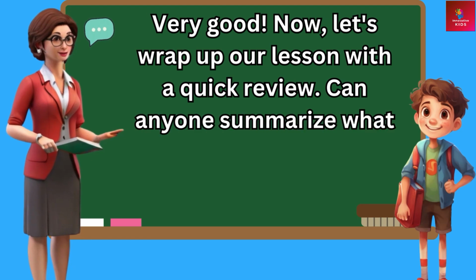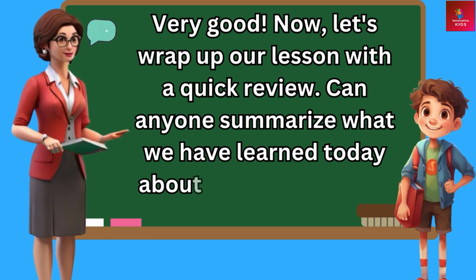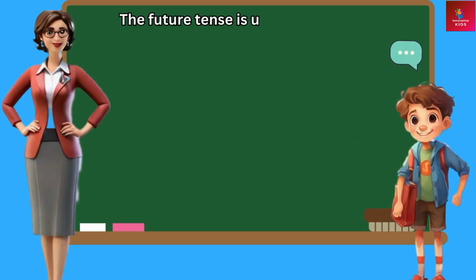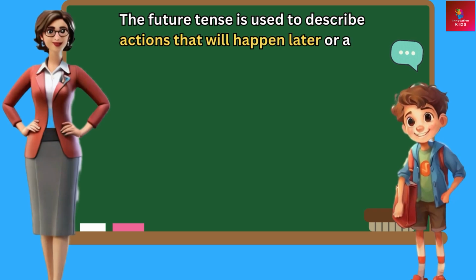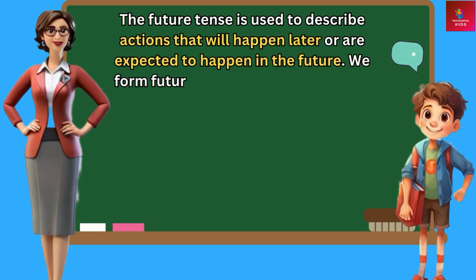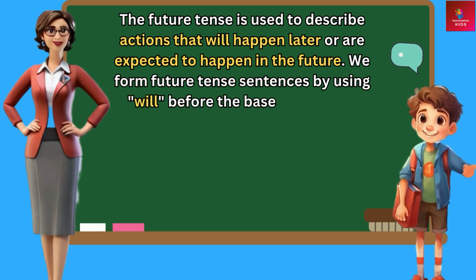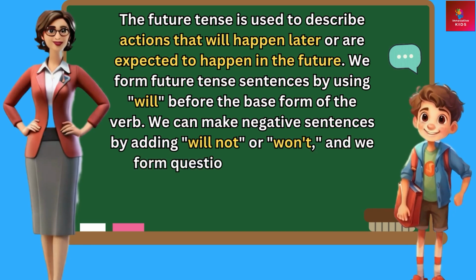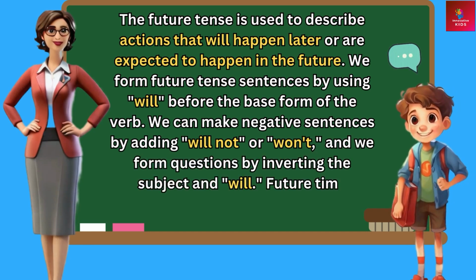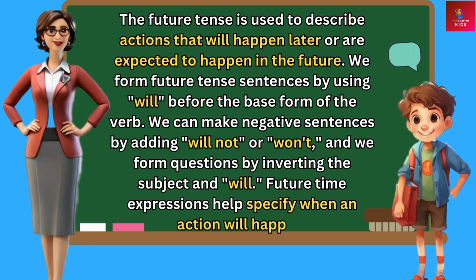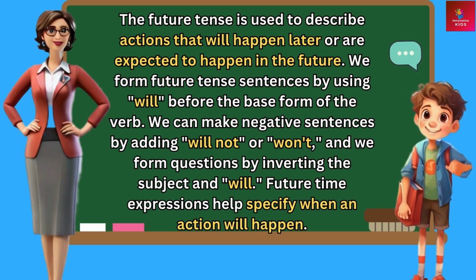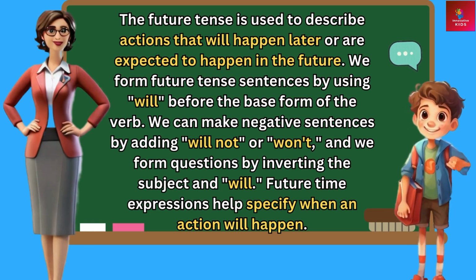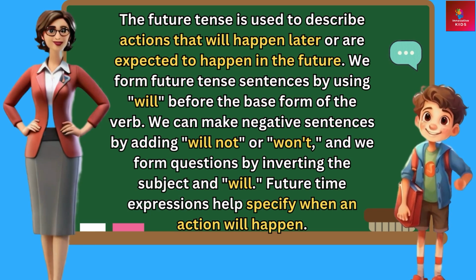Can anyone summarize what we have learned today about the future tense? The future tense is used to describe actions that will happen later or are expected to happen in the future. We form future tense sentences by using will before the base form of the verb. We can make negative sentences by adding will not or won't, and we form questions by inverting the subject and will. Future time expressions help specify when an action will happen.